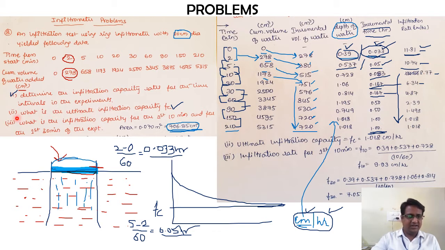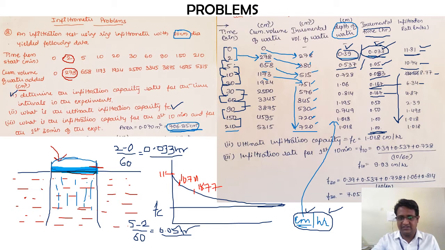Now similarly, what is the ultimate infiltration capacity? For this second bit, if you check, initially my infiltration rate is 11.81. As and when the time is increasing, you can check the infiltration is reducing, similar to this particular graph which is being shown over here. Initially for the first 2 minutes, the value is 11.81. Next, for 5 minutes, it has reduced to 10.74. Similarly for the next 10 minutes, it is 8.77. You can check it out.